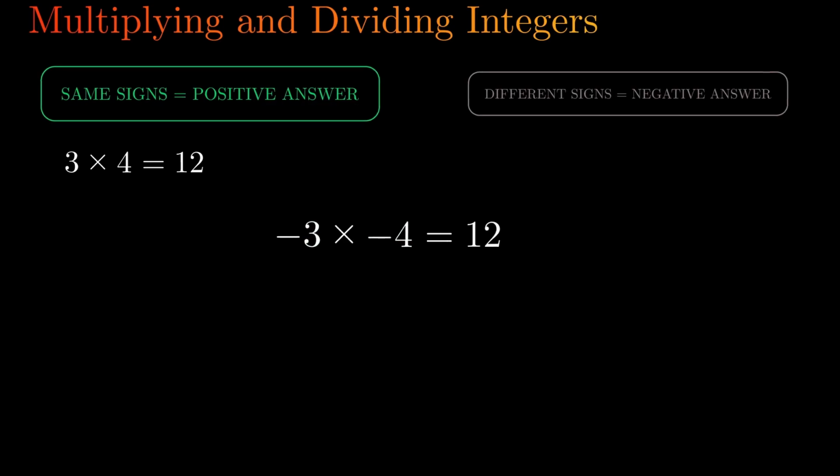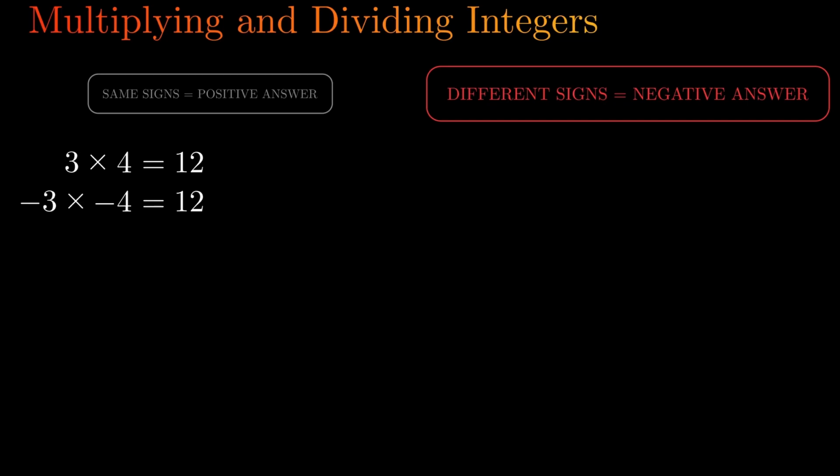Now for the second rule, different signs. This is what happens when you have a positive times a negative. The signs are different, so the answer is negative 12. It works the other way too, a negative times a positive. Again, the signs are different, so the answer is negative 12.